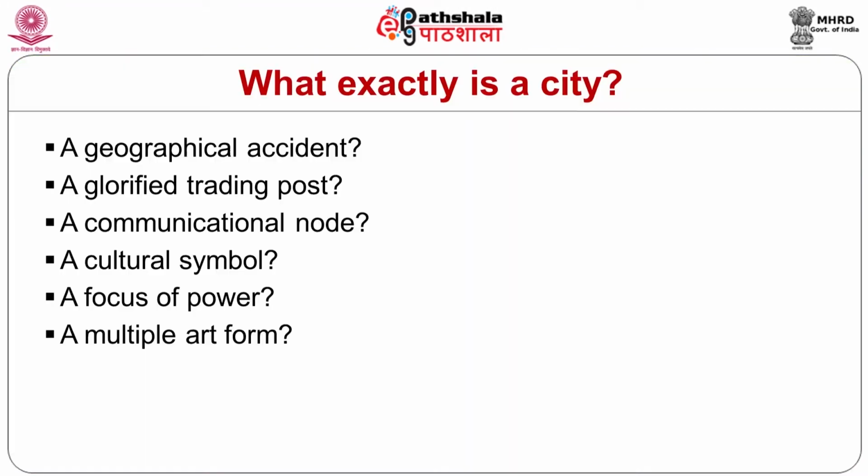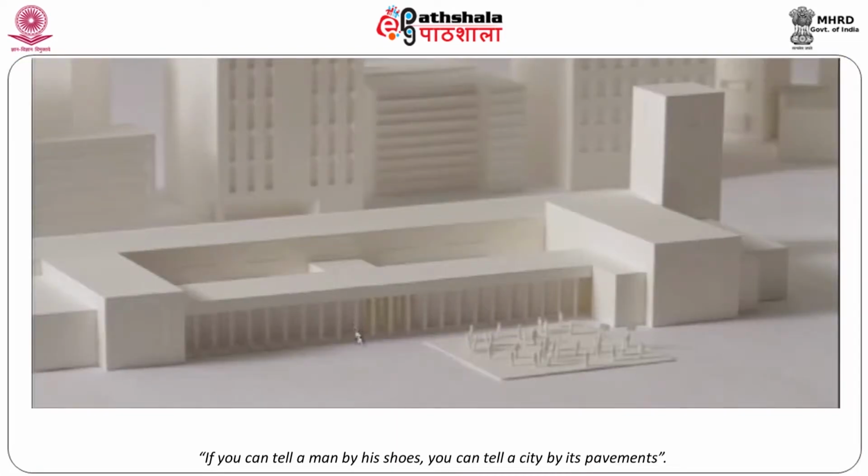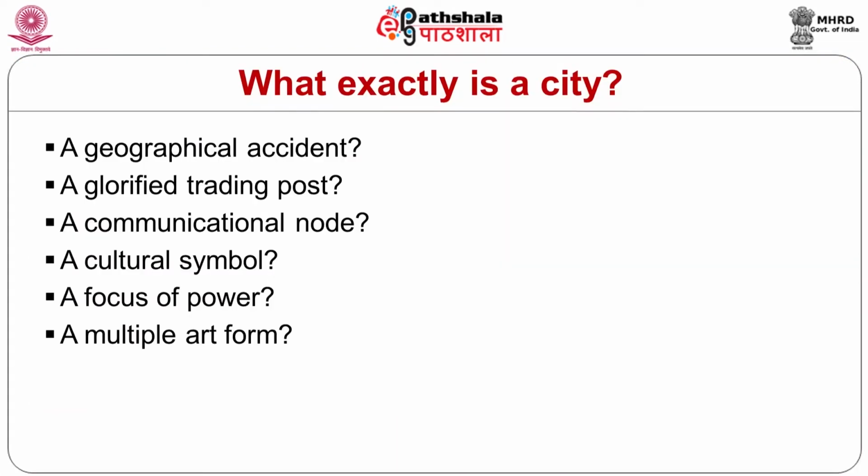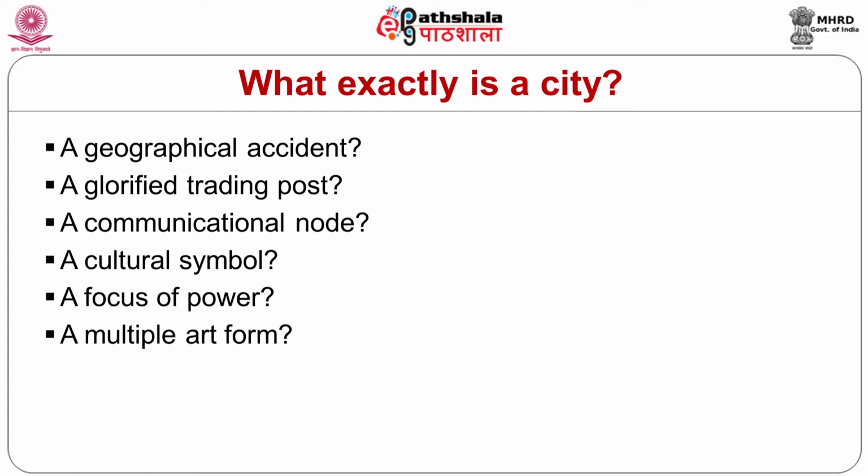What exactly is a city? A city is the manifestation of people coming together, of buildings, urban amenities and good infrastructure. Now, in this slide, we are going to talk about how people have thought about cities and how cities have come into being. A city has not been a geographical accident per se, but today cities in developing nations have so many slums, which reflects inadequate housing. A glorified trading post.